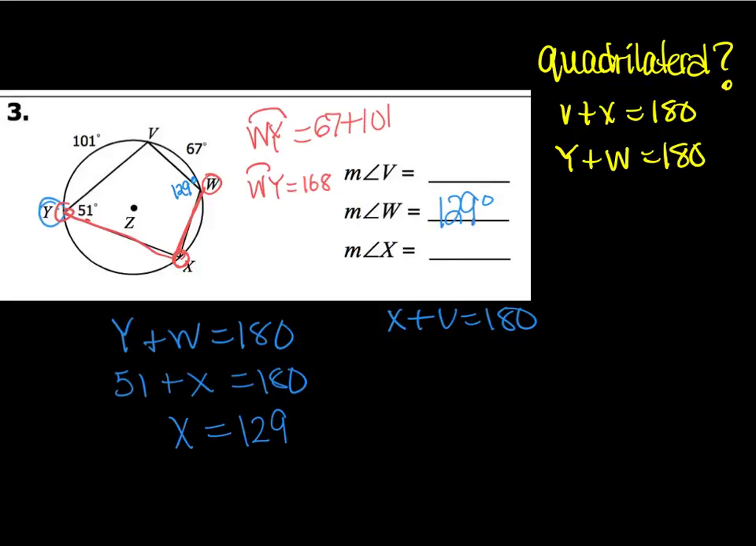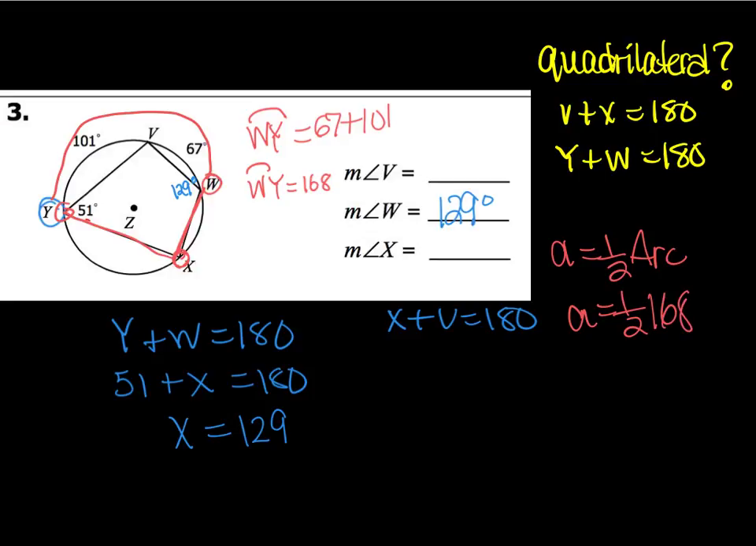is equal to 168. So let me go across here so that you can see that this big arc is 168. Well, I'm trying to find the angle. The angle is equal to half the arc. So the angle is equal to half of 168. So the angle is 84 degrees. So that's angle X, and it's 84 degrees.